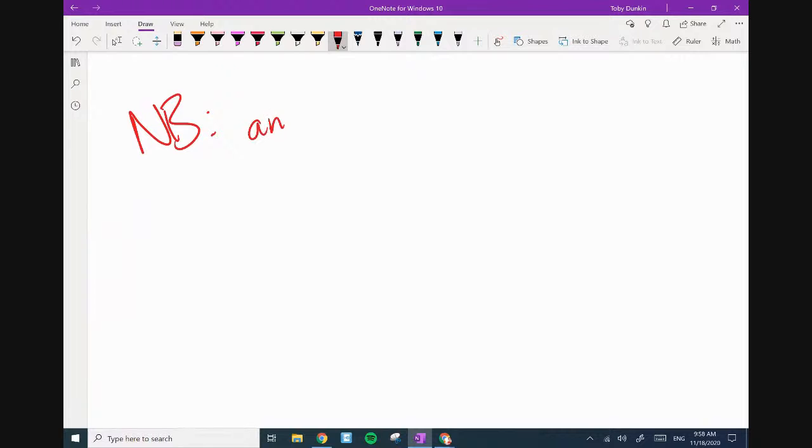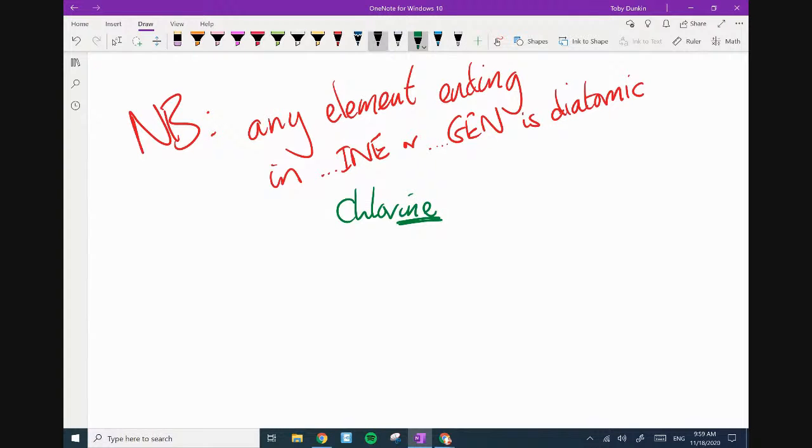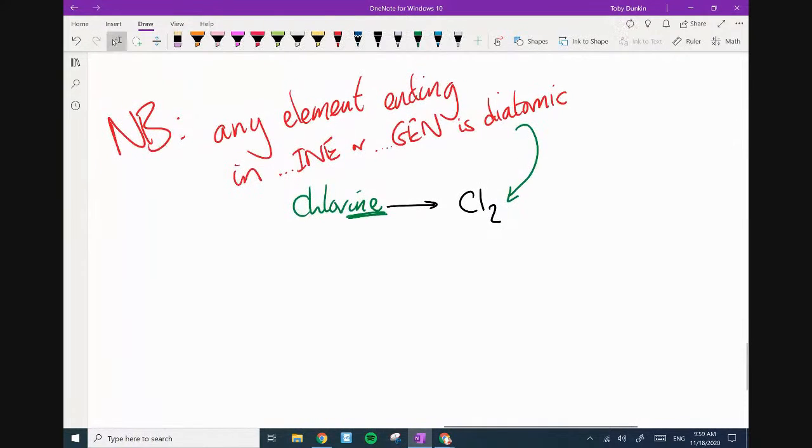Any element ending in ene or gen is diatomic. Let's do the example. So change my color. Please do the same. Chlorine. Formula: Cl2. Diatomic. That there is the 2. Remember, subscript as well, not in front but after.